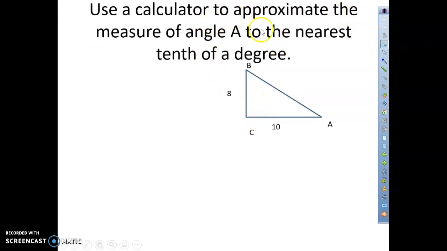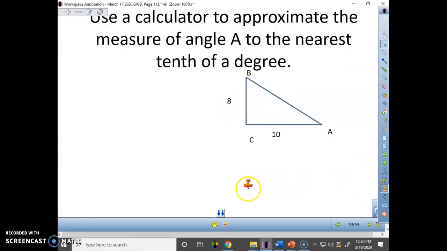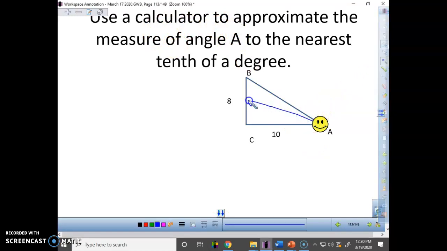So use a calculator to approximate the measure of angle A to the nearest tenth of a degree. So don't even think about what we just did. Go back to your original trig setup. Can you set this one up using trig? Well, smiley face, what angle do we care about? We care about angle A. That's our location. And we see that we have an 8 and we have a 10. What ratio is that going to use? It's the opposite and the adjacent. So it looks like we're using a tan ratio.